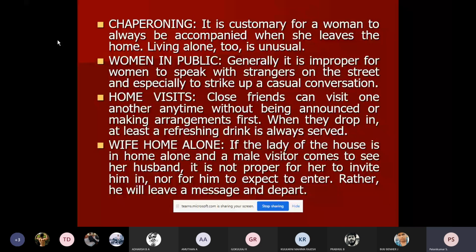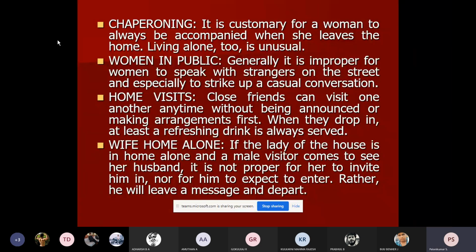And chaperoning. It is customary for a woman to always be accompanied when she leaves the home. Living alone is unusual. Whereas in Western culture, that is called freedom, total independence. Not only financially, in our system also nowadays people are earning. Earlier also, women earned, and they were in the armed forces, in the military, in the kingdom, they were the queen, and so on. But it is customary for a woman to always be accompanied when she leaves the house, and living alone is totally unusual.